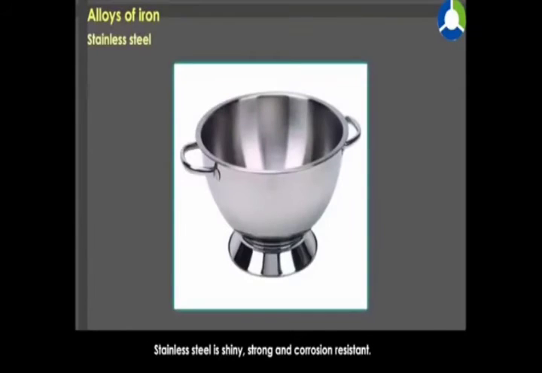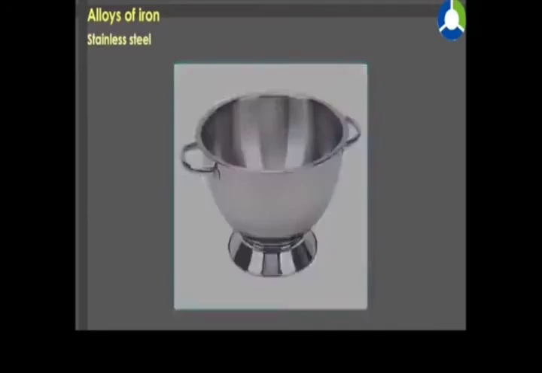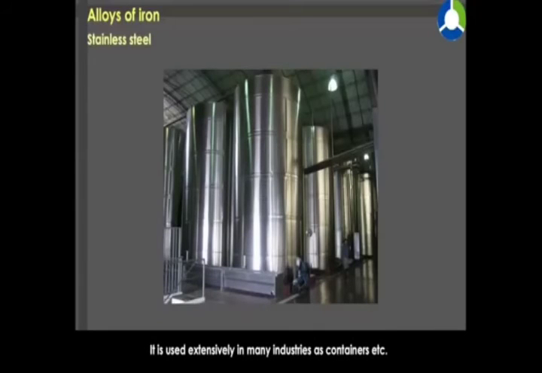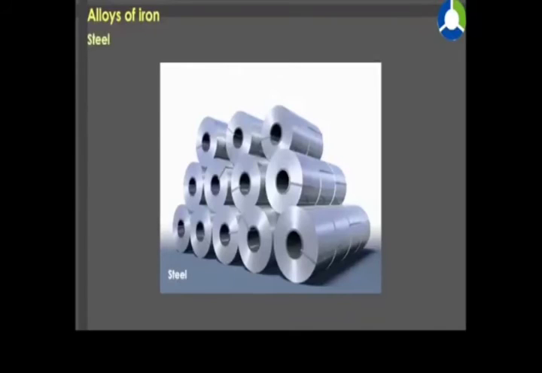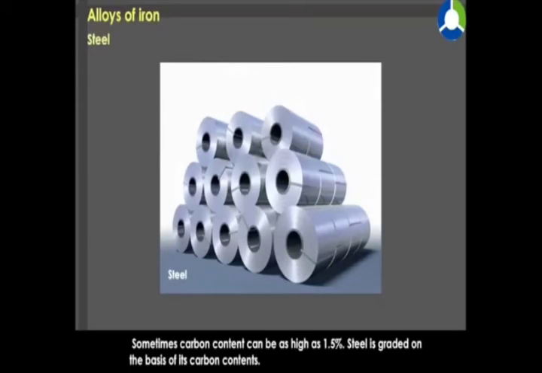Stainless steel is shiny, strong and corrosion resistant. It is also used to make utensils, equipment, and tools like surgical blades, etc. It is used extensively in many industries as containers, etc. Steel contains 99% iron and 0.5% carbon. Sometimes the carbon content can be as high as 1.5%.